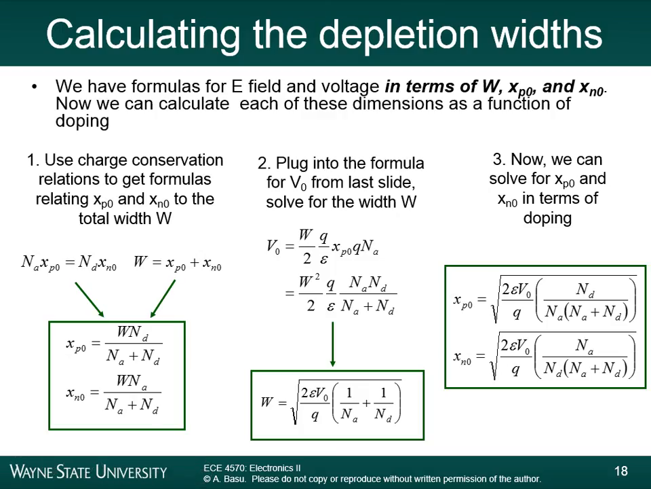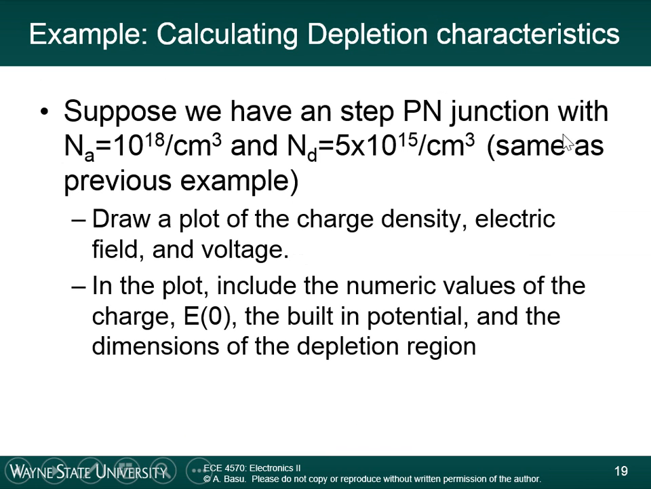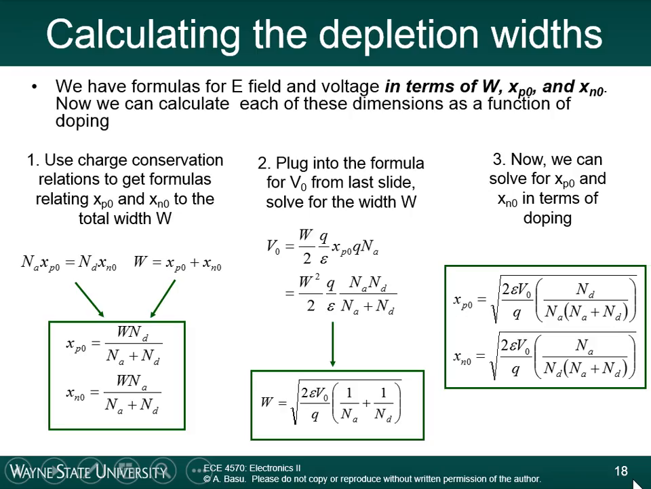One thought exercise I would like you to do: try this on a sheet of paper. What happens to these formulas? We're supposed to do an example problem on the next slide, let's see if we get to that. Before we do that, I'd like you to try this. What will happen to W if Na is much greater than Nd? What will happen to this formula? Actually, you don't even need to do it on paper. Just tell me what the formula looks like.